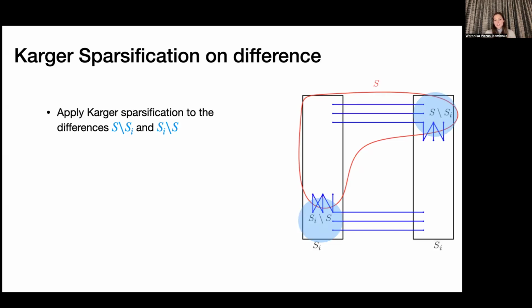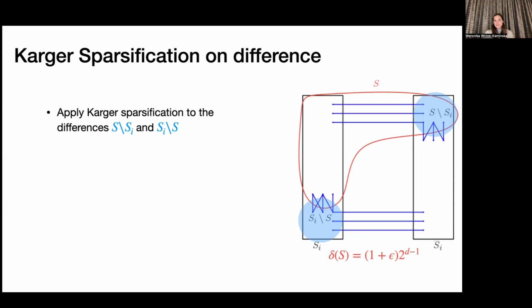Why is that? Note that any other edge in the graph, which is not one of the blue ones, contributes equally much to the cut S as to the coordinate cut Si. So whether or not these other edges get sampled doesn't influence which of the two cuts becomes the smaller one. So I just need to show that the blue edges concentrate well.